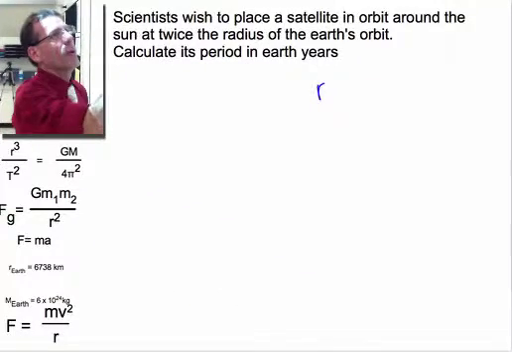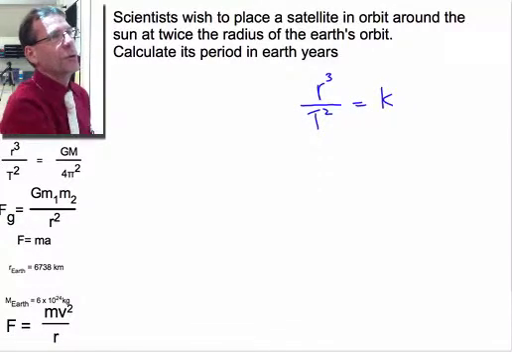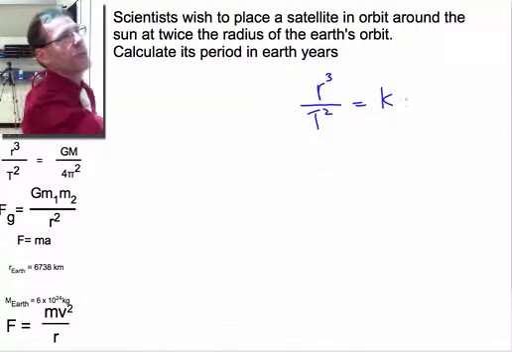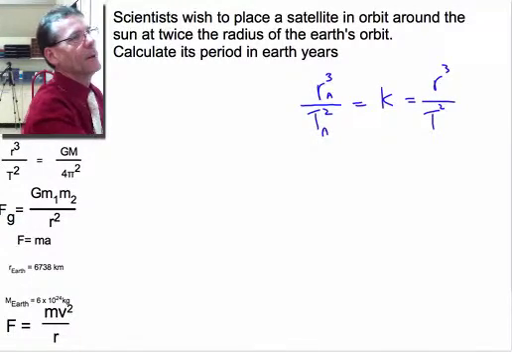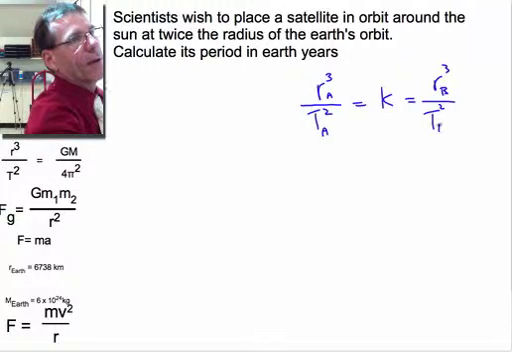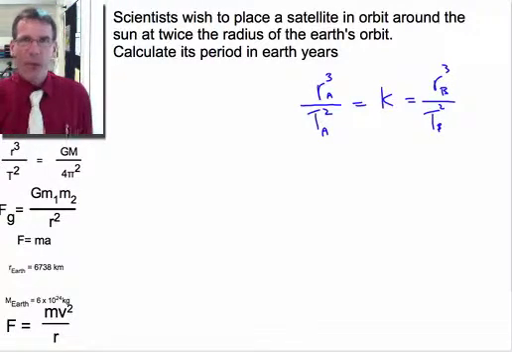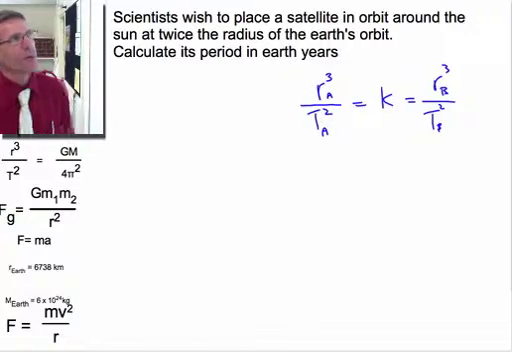Now, Kepler's law: he realised that r cubed on t squared for any two bodies orbiting the same central mass is a constant. So if I've got body A and body B, the ratio of the cube of their radius to the square of their orbital period is equal to a constant.